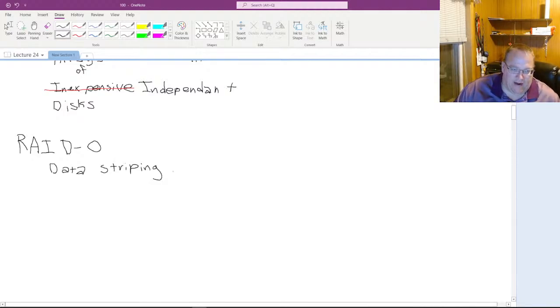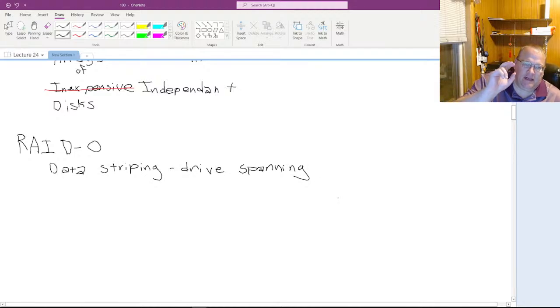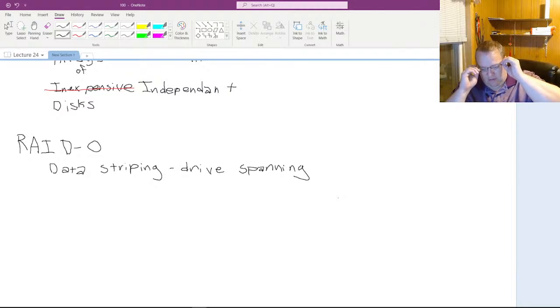Or, and this means the same thing, drive spanning. So what it does is it takes the data and splits it up into strips. Strips, I think, are the exact same thing as we thought about for blocks, except they don't have to always be the same size. We're going to break it up into some pieces. It doesn't really matter. They're just pieces.